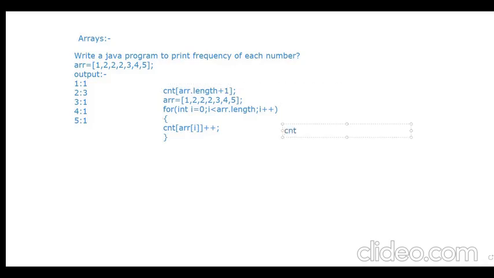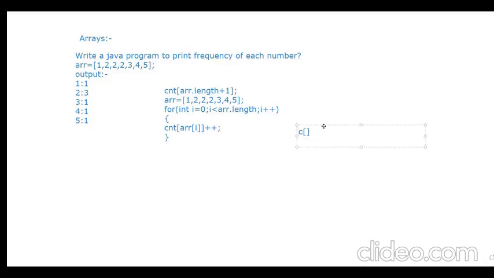In the count array, at first the elements will be 0. When array of I plus plus runs, it means count array. These are the indices 0, 1, 2, 3, 4, 5. Here in the count array, we get the frequency, the count, for these elements.